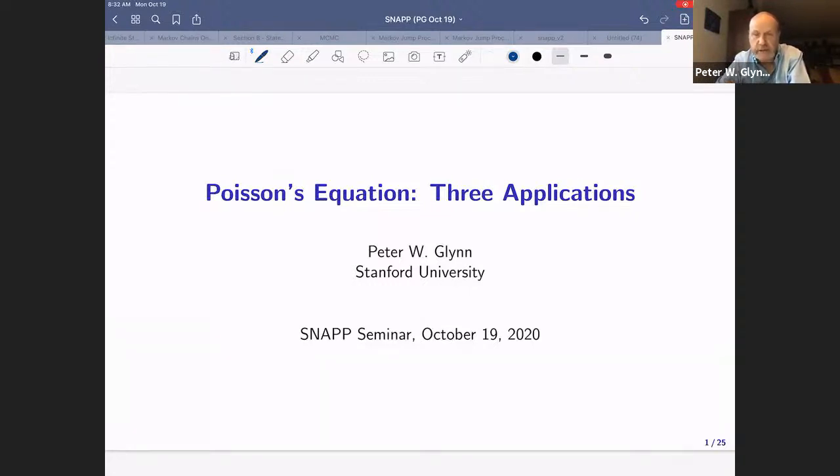So today I'm going to talk about Poisson's equation, and I'm going to give 3 recent applications of Poisson's equation I've been involved with. Probably some of you will be aware of the central role that Poisson's equation plays. Maybe some of you are not aware of this important role that Poisson's equation plays. So at least some portion of this will be tutorial, at least the first part of the talk. And then I'm going to talk about 3 different applications of this very important set of ideas.